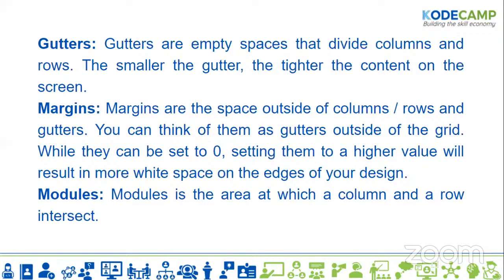We have to use our row and column just to align our screen and know how exactly we are going to be placing our design. So those tiny spaces between the first row and the second row are actually known as gutter. They are empty spaces that divide columns and rows. The smaller the gutter, the tinier the content on the screen.